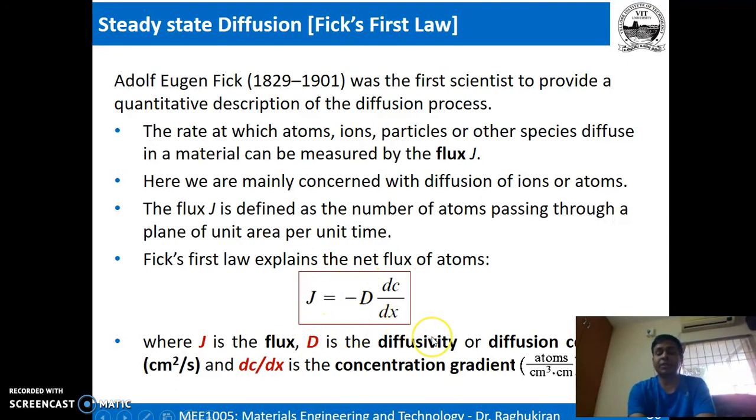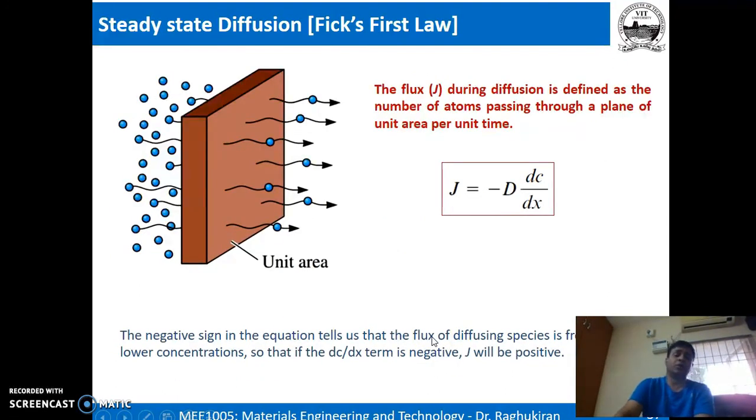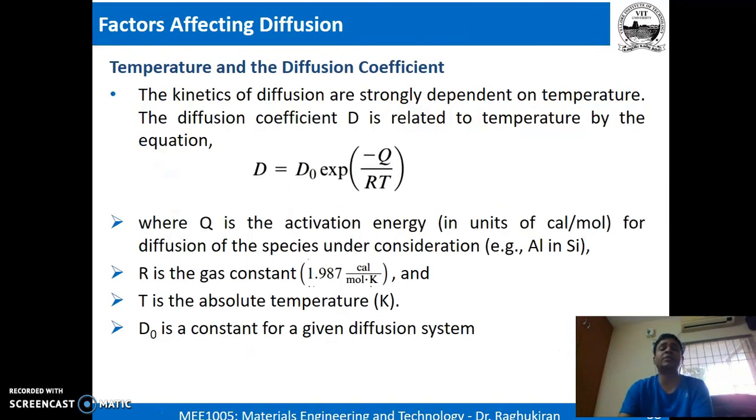What is this diffusivity? Diffusivity is dependent on the temperature. You take aluminum, for example. Aluminum will have its own diffusivity at a particular temperature. Similarly, if you increase the temperature, obviously you are giving more and more energy to the atoms, and the diffusivity tends to increase exponentially. That's what this equation is trying to show. The simple thing here is, the higher the temperature, the more the diffusivity.